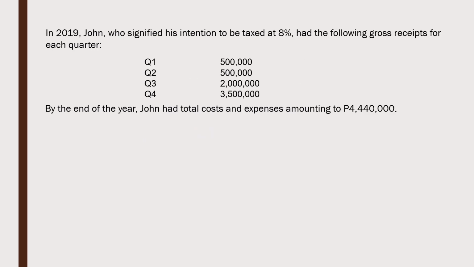In 2019, John, who signified his intention to be taxed at 8%, had the following gross receipts for each quarter. By the end of the year, John had total costs and expenses amounting to 4,440,000. Question number 1. How much is the income tax payable for 2019?